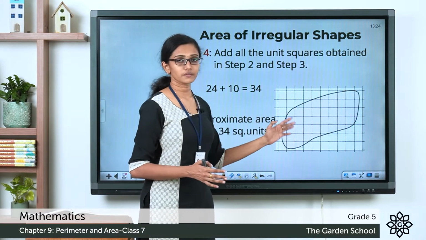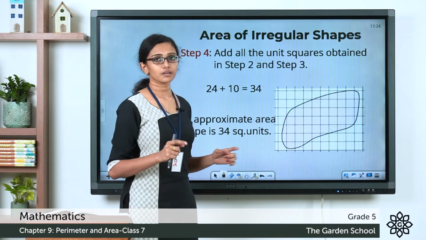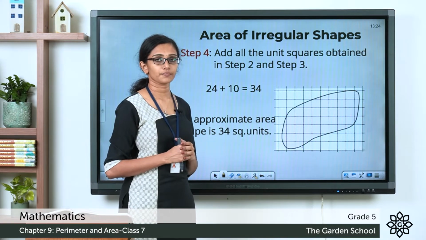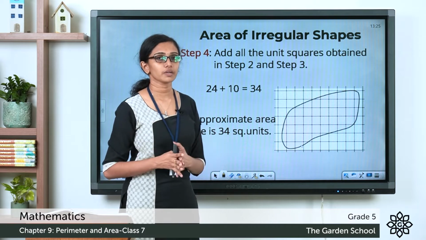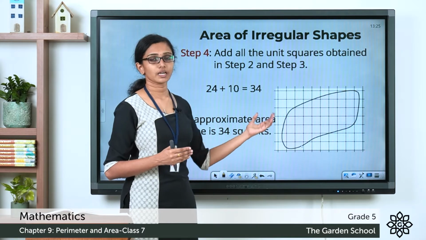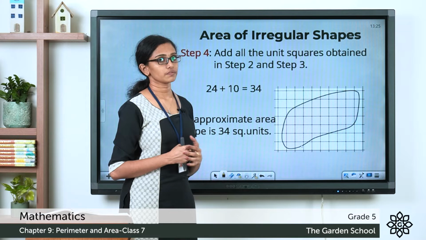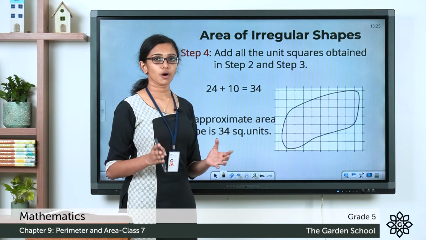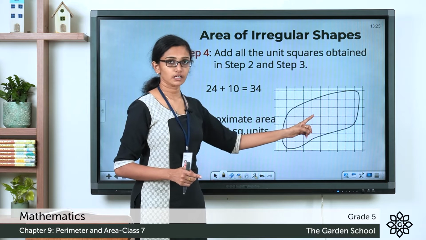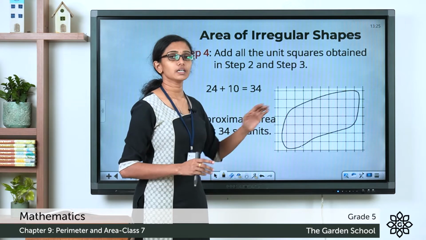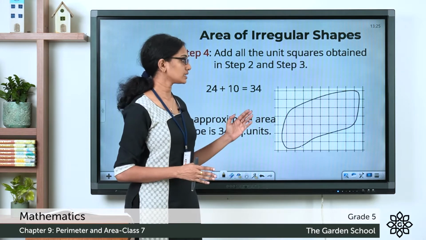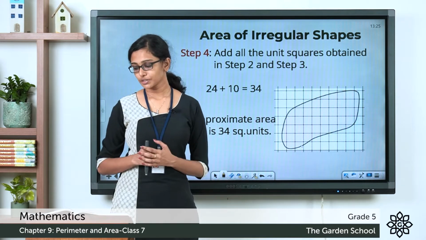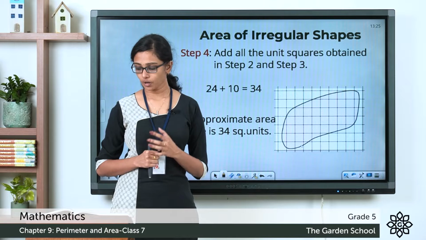So in the case of figures like this, we cannot measure the exact area of the figure using a square grid. We can have only an approximate value that can be obtained as the area of the given figure, the area of an irregular shape like this. The smaller the size of the squares of the square grid, the more accurate will be the area of the given irregular shape. Now you can read this topic in page number 147 of your textbook.